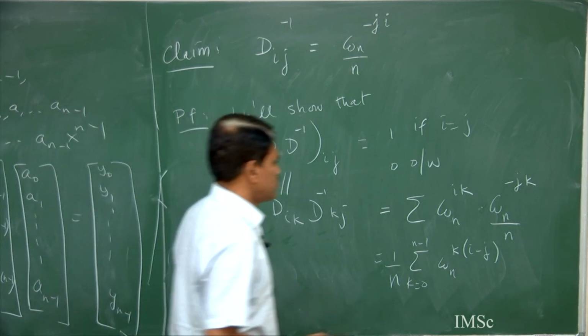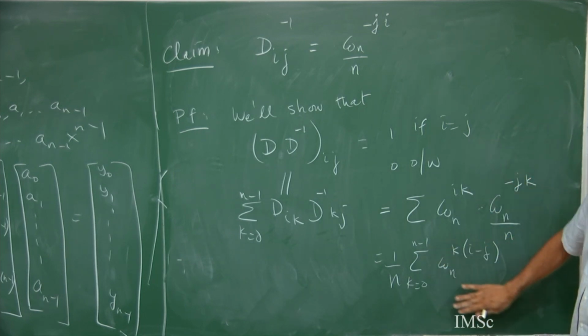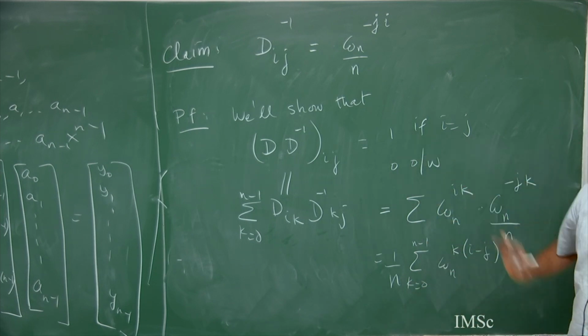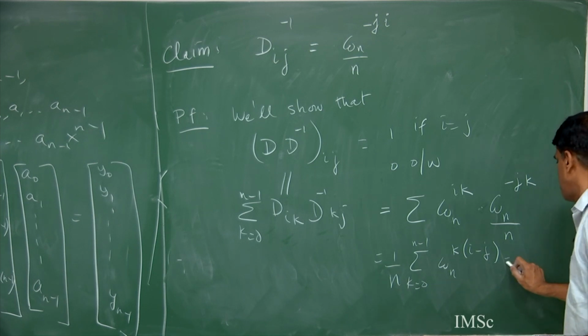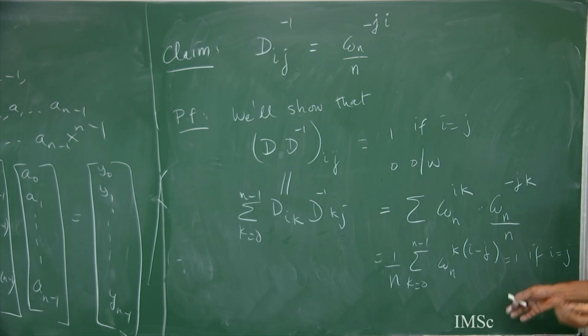So when i is equal to j, each of these terms is 1. There are n terms here. So when you divide by n, it becomes 1, right? So it is equal to 1 if i is equal to j. And if i is not equal to j, by a property of complex nth roots of unity, this thing vanishes.